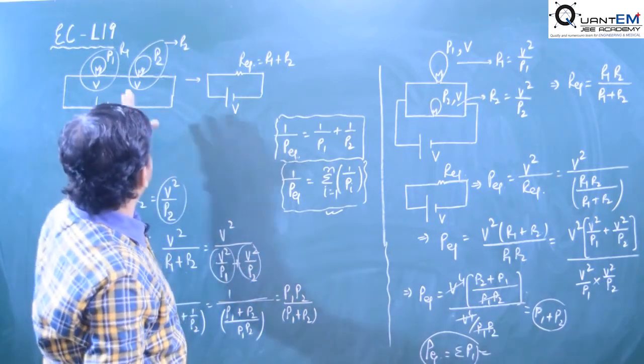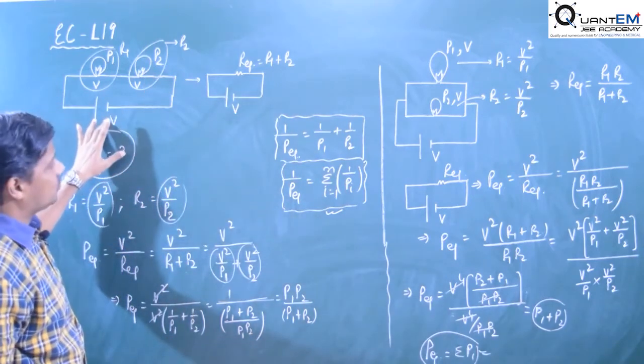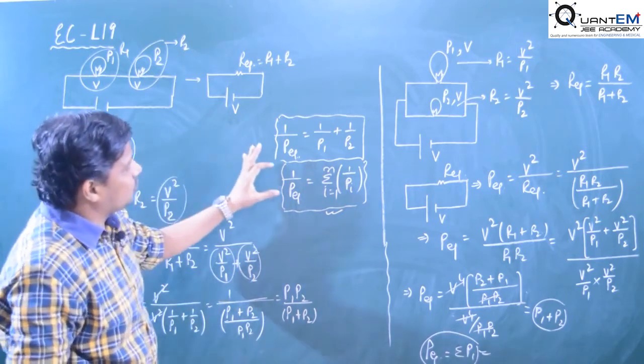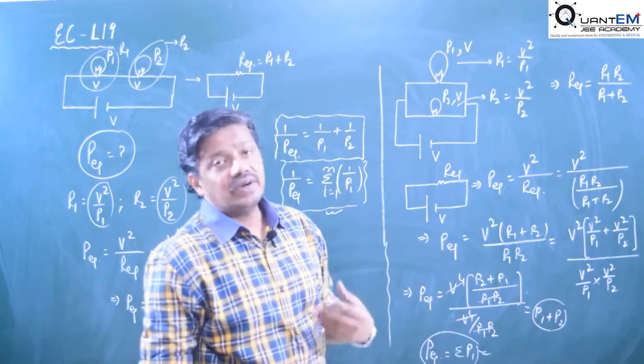So if a number of electrical elements are connected in series, then for a given supply you have to get the equivalent power. So you may use this formula directly: 1 by P equivalent is equal to sigma 1 by Pi.